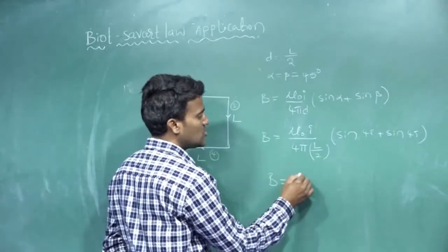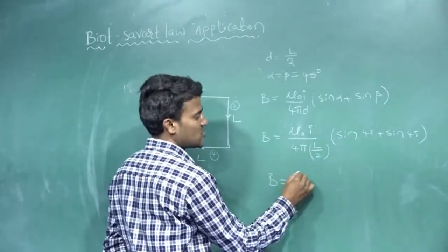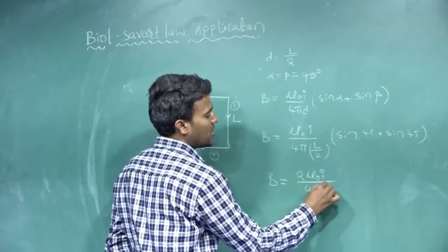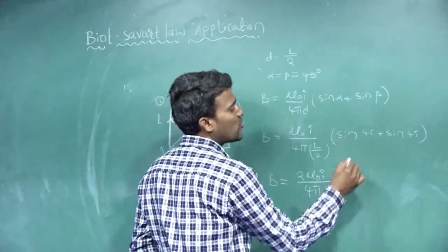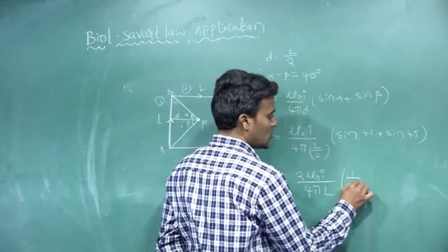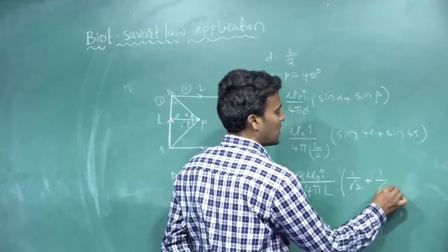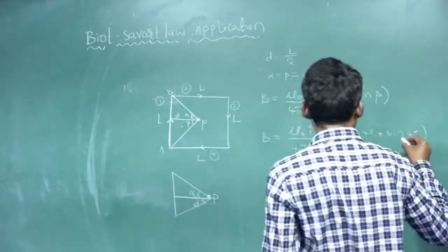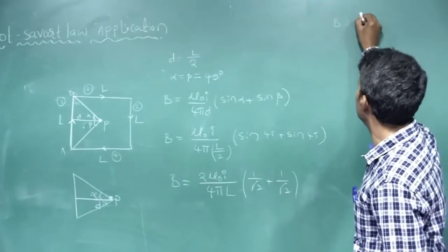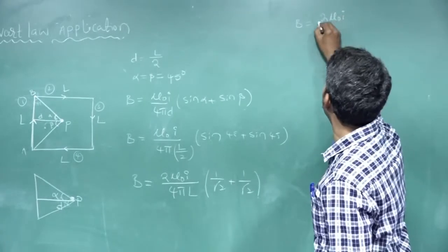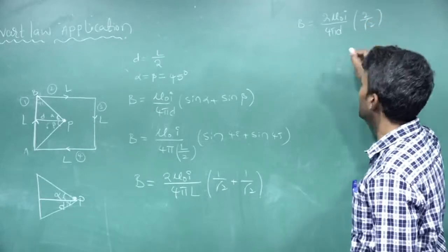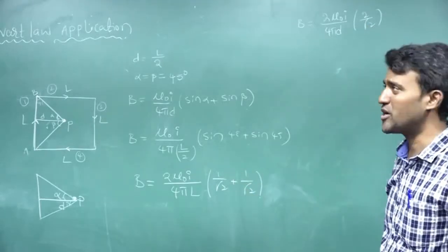B is equal to, this 2 goes to the numerator. So 2 mu naught I divided by 4 pi L. See here, sine 45, what is sine 45? 1 by root 2, plus, and this one also 1 by root 2. Then 1 by root 2 plus 1 by root 2 is, times 2 mu naught I divided by 4 pi d. That is 2 by root 2.